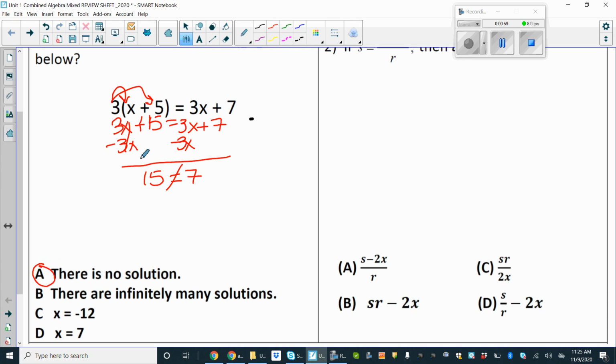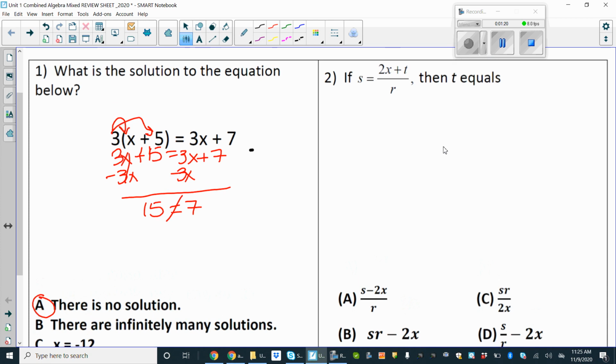When we have different numbers on both sides of the equal sign, that is no solution. If there's the same number on both sides, that means there are infinitely many solutions. And if you are able to solve for x equals a number, then you would choose one of the answers that x is equal to that number. And that would be one solution, because x could only equal that one number.